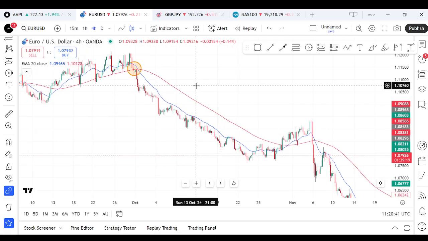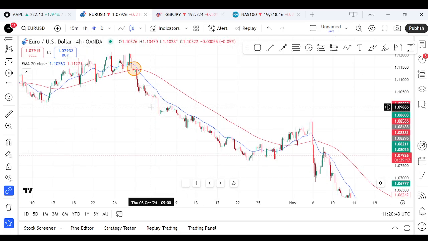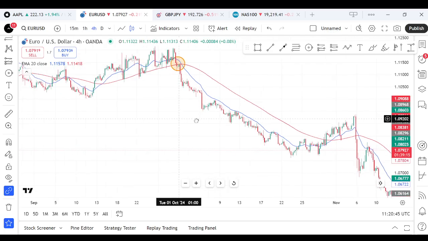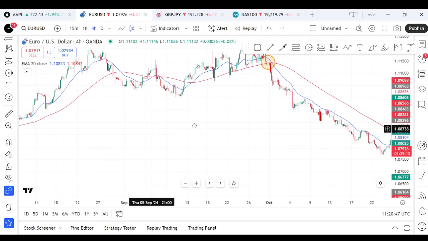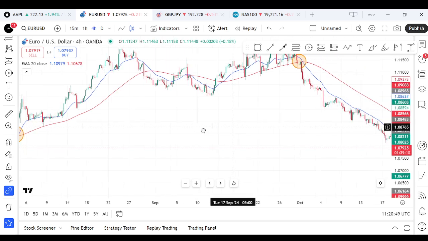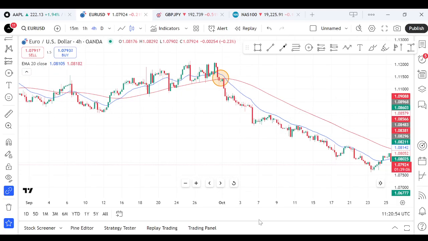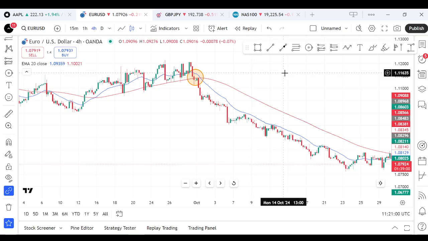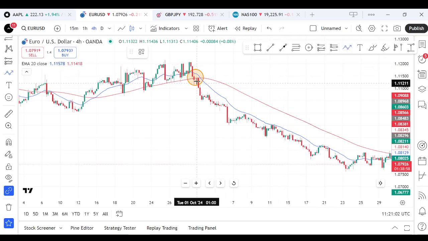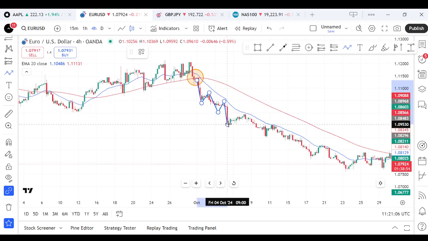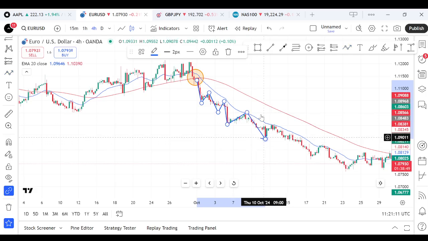When price stays above both EMAs, it indicates an uptrend and you should look for buying opportunities. Also, when it stays below, it indicates a downtrend. As you can see here, at the end of September, we had price moving below both EMAs and staying there. We have several pullbacks, and this just gave us opportunities to sell or short the market.